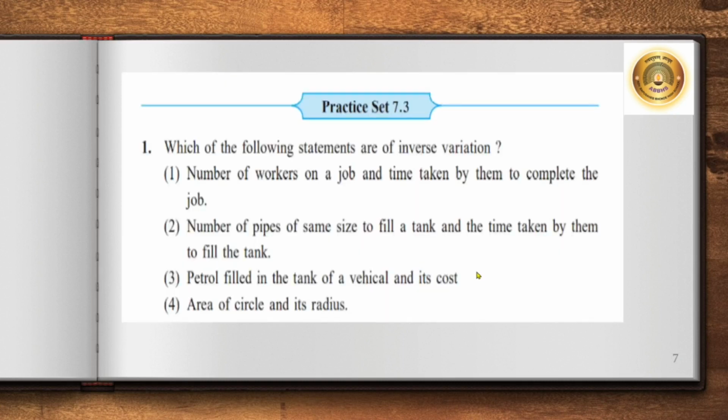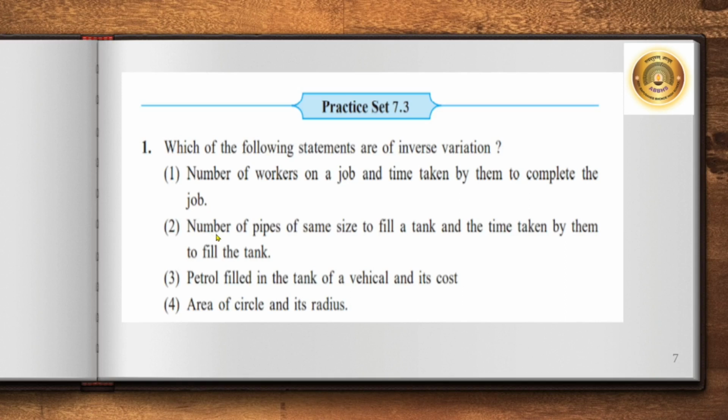The first question is, which of the following statements are of inverse variation? The first statement is the number of workers on a job and the time taken by them to complete the job. The number of workers and the time. What kind of relation is this? If there are more workers, you will require less time, and if there are fewer workers, you will require more time. So what kind of variation is this? Yes, it is an inverse variation.